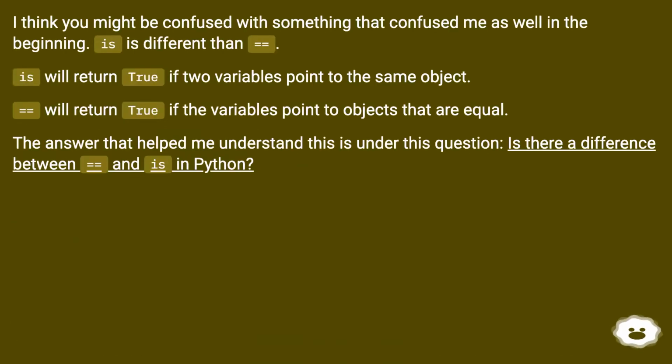I think you might be confused with something that confused me as well in the beginning. Is this different than equals equals? Is will return true if two variables point to the same object. Equals equals will return true if the variables point to objects that are equal. The answer that helped me understand this is under this question: is there a difference between equals equals and is in Python?